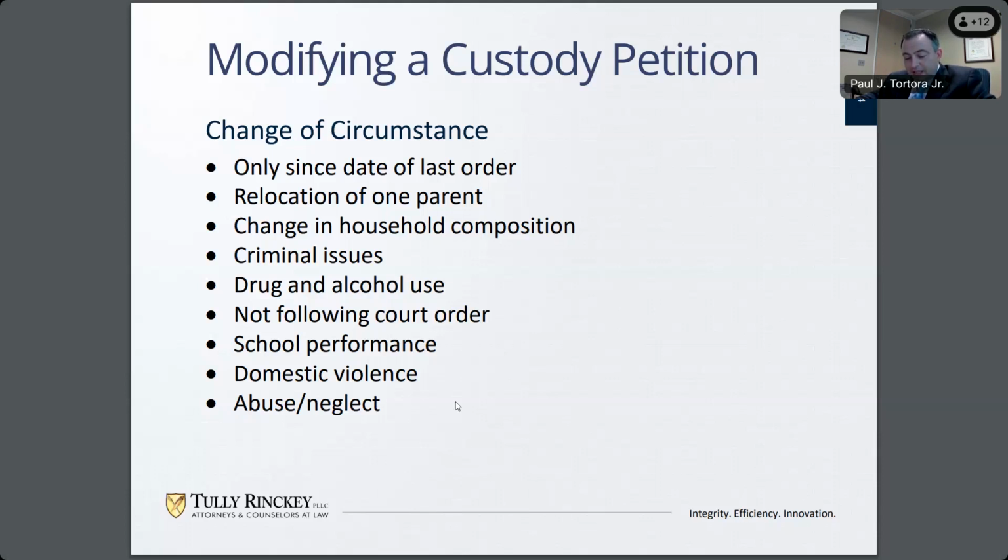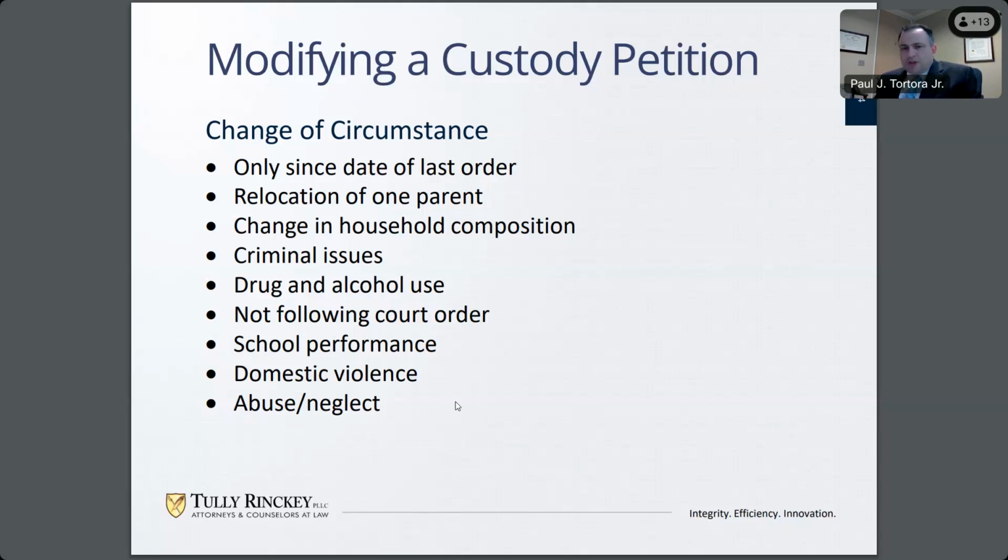A big one is not following the court order. If someone is repeatedly violating the order, if the order gives 50-50 custody, but someone has had, in reality, the child 80% of the time the last year, or if someone is consistently not showing up for their parenting, visitation time, really any sort of violation of the order could be used to modify the custody petition.